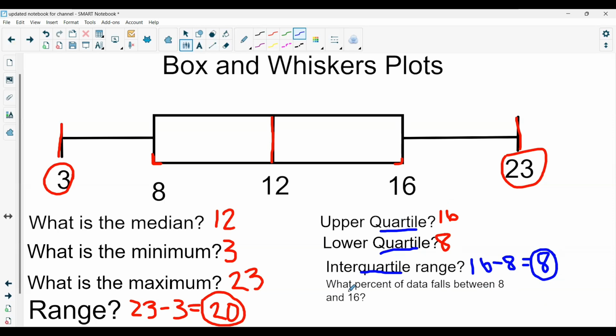Okay. And lastly, it says what percent of data falls between 8 and 16? So remember, each section is worth 25%, right? So let's label each 25% right quick.